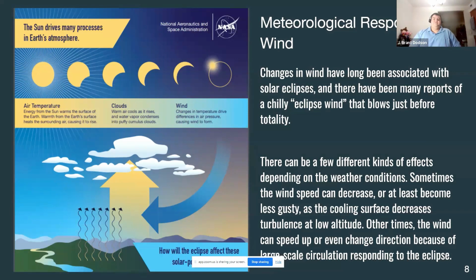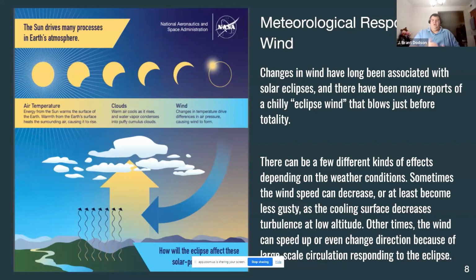But other times, again, depending on the conditions, the presence of the eclipse can actually cause the wind to increase or even change direction. And so there's been a lot of work by scientists trying to understand exactly how the wind responds to eclipses. And it's tricky, right? Because there's a number of different effects that go into what controls the wind, what controls the clouds, what controls the temperature. And so even with over a century of work of eclipse meteorology, there's still a lot of work that needs to be done.